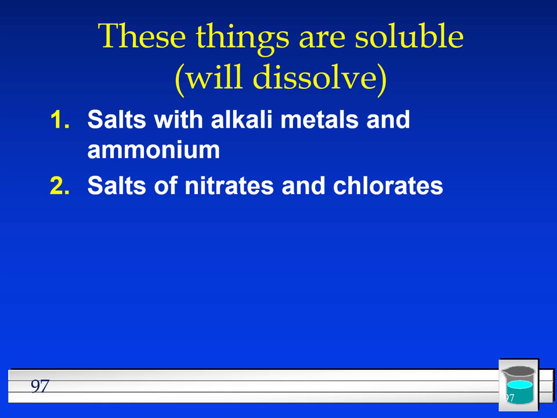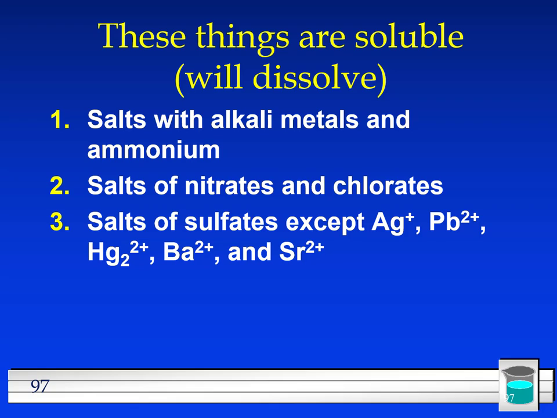Salts of nitrates and chlorates are soluble. That also implies nitrites, chlorites, hypochlorites, perchlorates. You can expect the bromates to do the same thing. The iodates to do the same thing. Make sense? So we're talking about all those ones with halogens and some oxygen. Okay? Nitrate, nitrite. Those will both stay soluble.